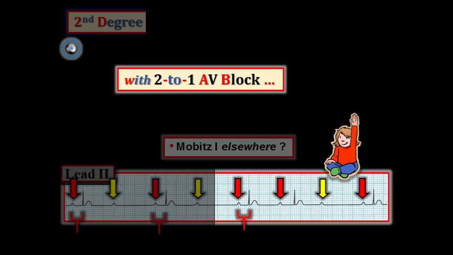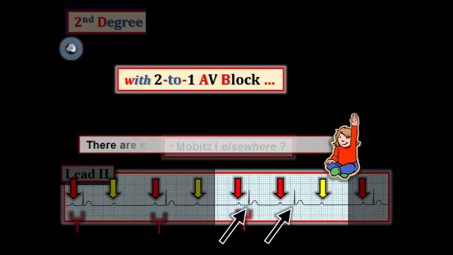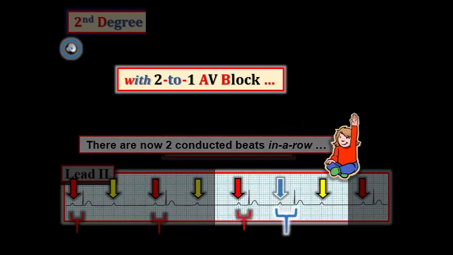But the difference is that there are now two conducted beats in a row, which now allows us to see that when given a chance, the PR interval is increasing until a beat is dropped. So we do now have clear evidence of Mobitz I at the end of this tracing.